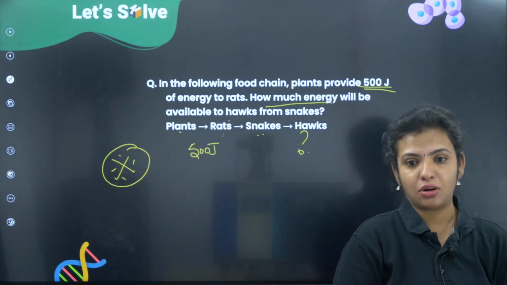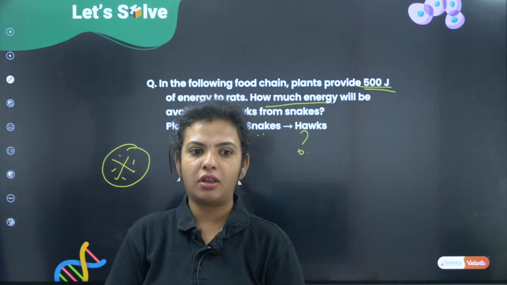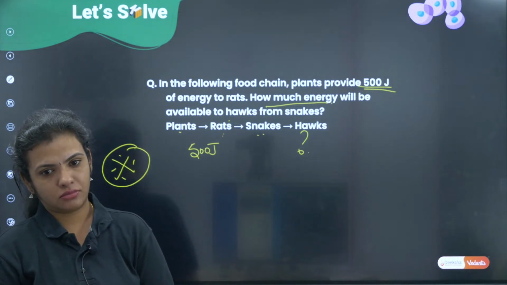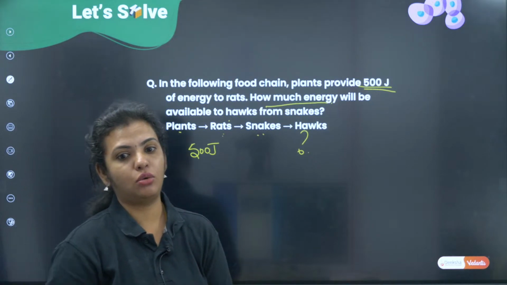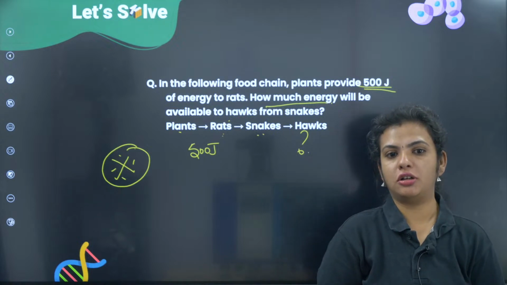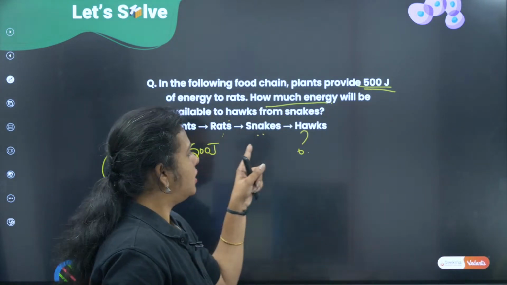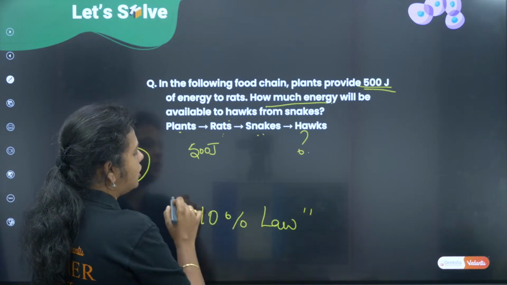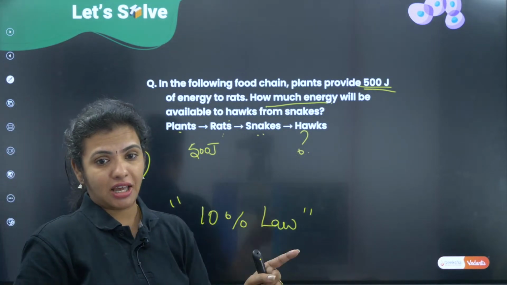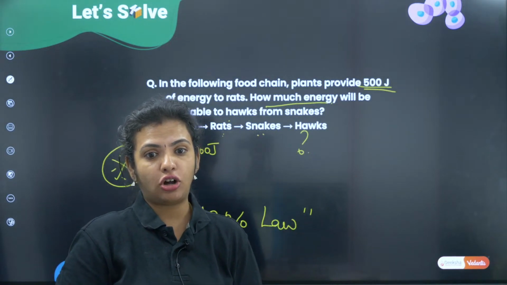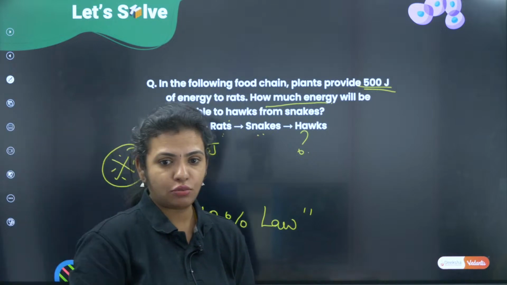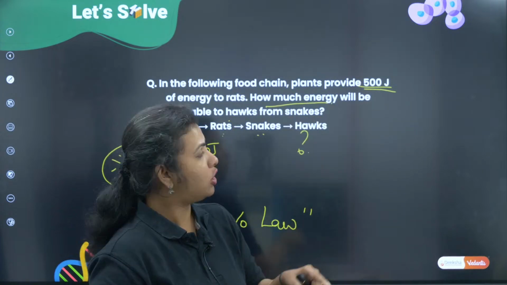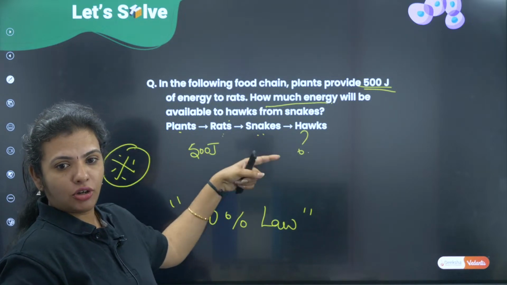Alright, Sumukh has given us the answer. Very good. Anybody else who is ready with the answer? Okay, so we have only one student who has given us the correct answer. Very good, Sumukh. So, how do you solve this question? This question follows the 10% law, children. So, what is this 10% law? Every time there is an increase in the trophic level. Okay, why has Sumukh changed? Sumukh, you were right earlier. Why did you change? We are talking about hawks. You have changed the answer.